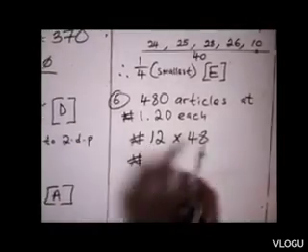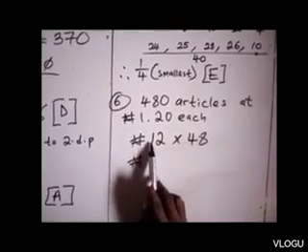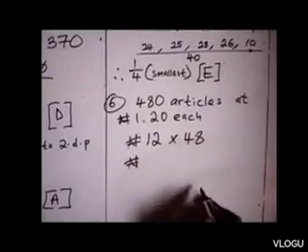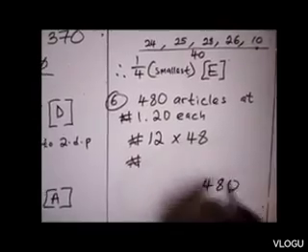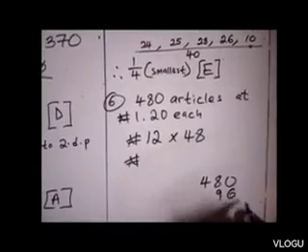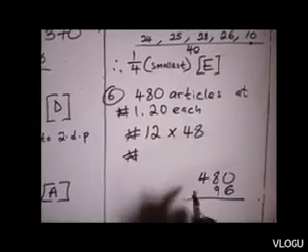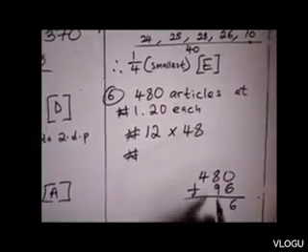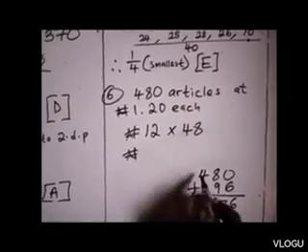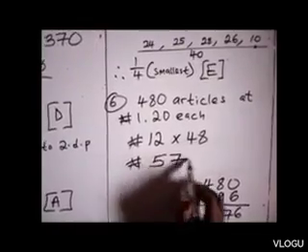So 12 times 48, I will do it again. I will take 10. 10 multiplied by 48 will give me 480. And I will take the 2. 2 multiplied by 48 will give us 96, instead of doing a long multiplication. So we add it together. 6, 8 plus 9, 17. So that is 576.